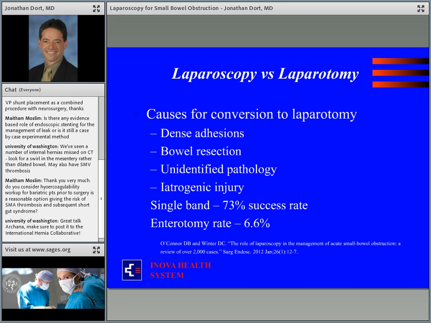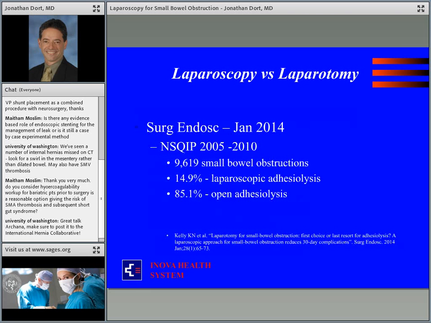They found that when it was a single band that was cut, there was an overall success rate of 73%, and there was an enterotomy rate of 6.6%. Now, most of those were seen and repaired at the time, but I think what scares people the most are the ones that you don't see and cause patients to become very ill.